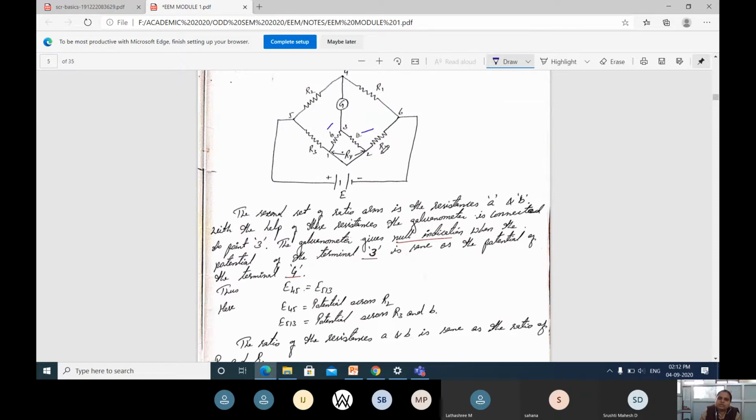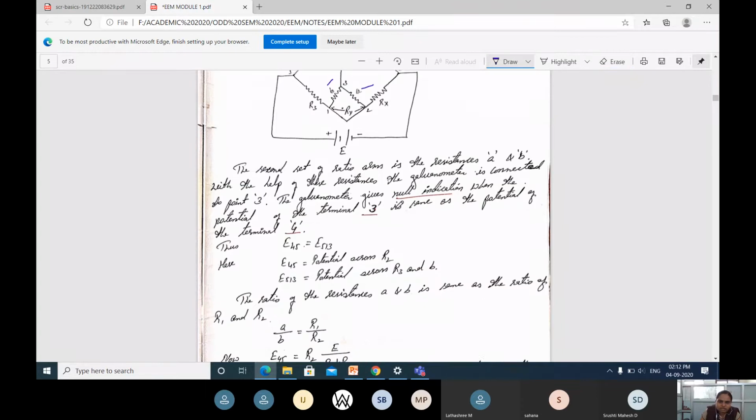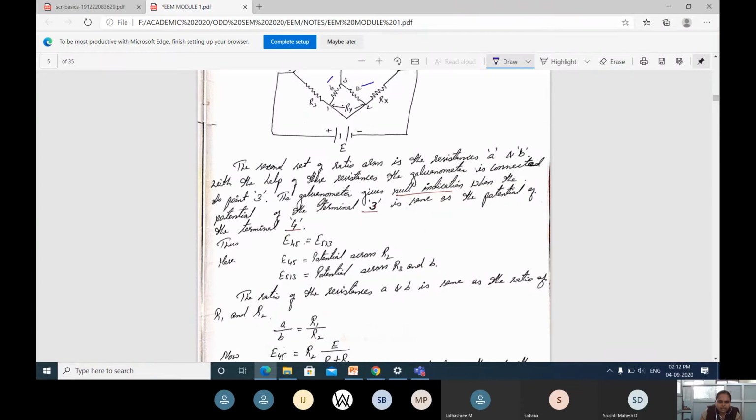Here also it uses the null indication method. What is the null indication? When this galvanometer shows zero deflection, a zero deflection means the bridge is balanced. Next, these are all the theory part.